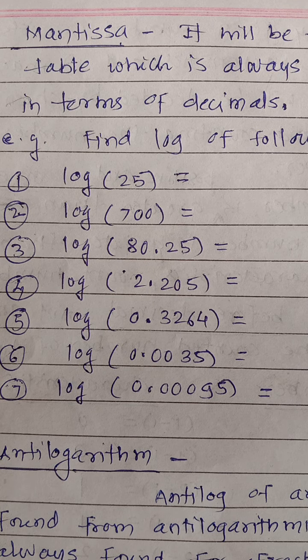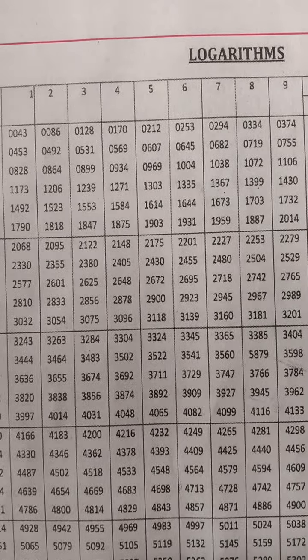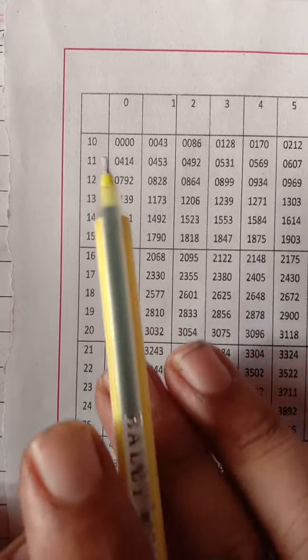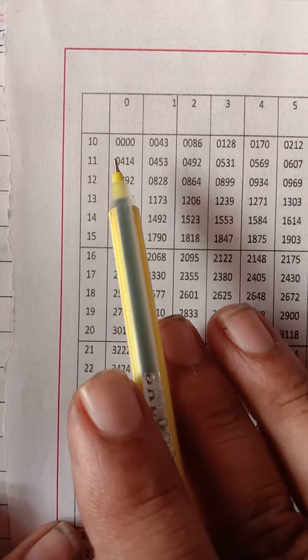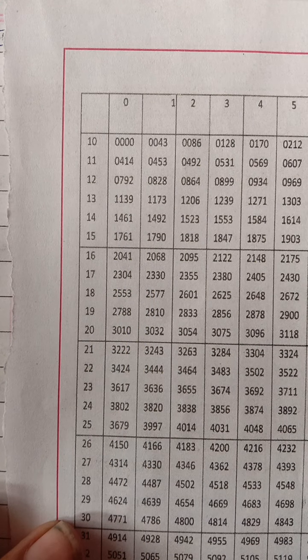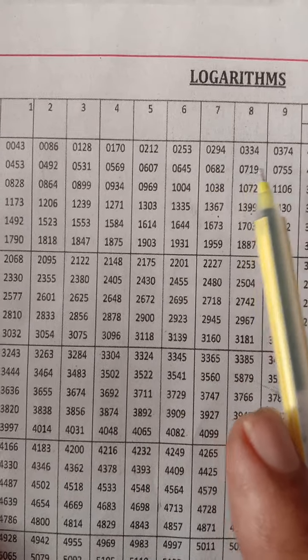And therefore, let us see first of all the structure of the logarithmic table, and then we will proceed further. So if you consider this logarithmic table, there will be numbers starting from 10, 11, 12, 13, 14, like this up to 99. And then the vertical columns having 0, 1, 2, 3, 4, 5, 6, 7, 8, 9.